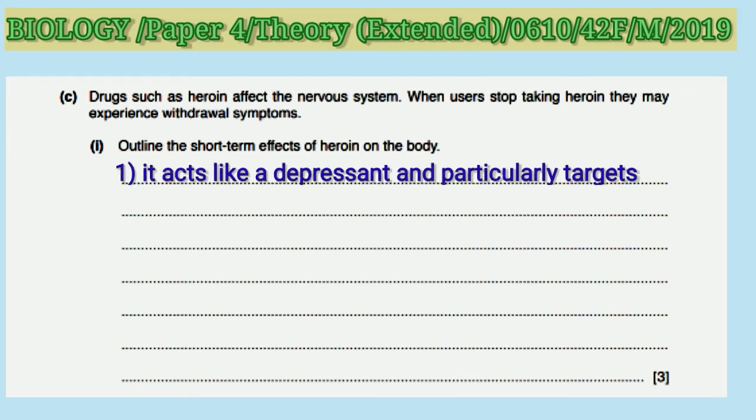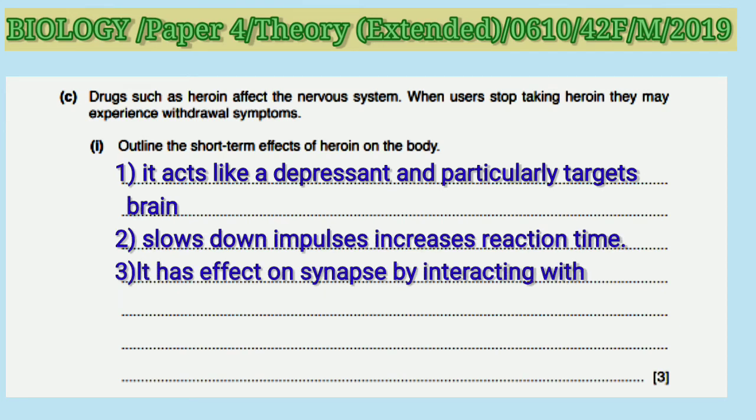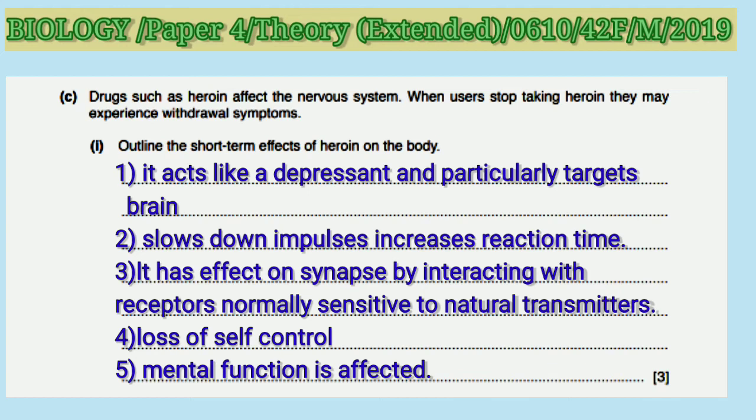First, it acts like a depressant and particularly targets the brain. Second, it slows down impulses and increases reaction time. Third, it has an effect on synapses by interacting with receptors normally sensitive to natural transmitters. Fourth, loss of self-control. Fifth, mental function is affected.